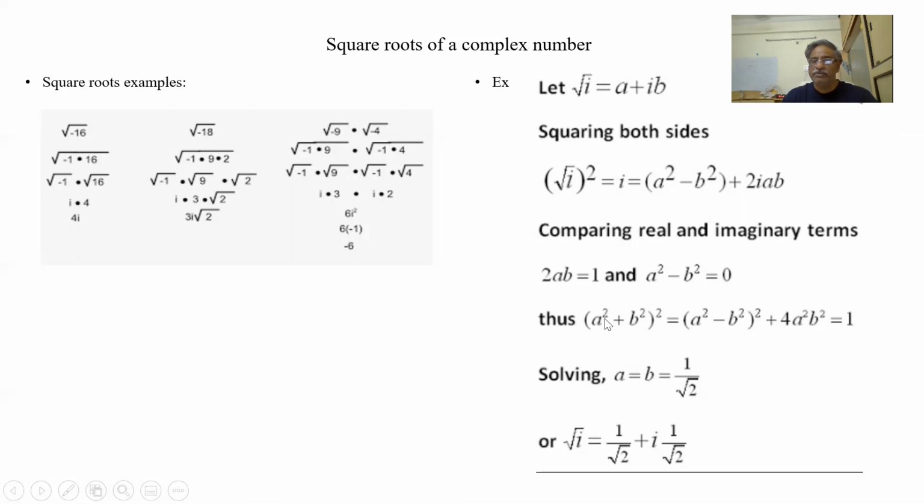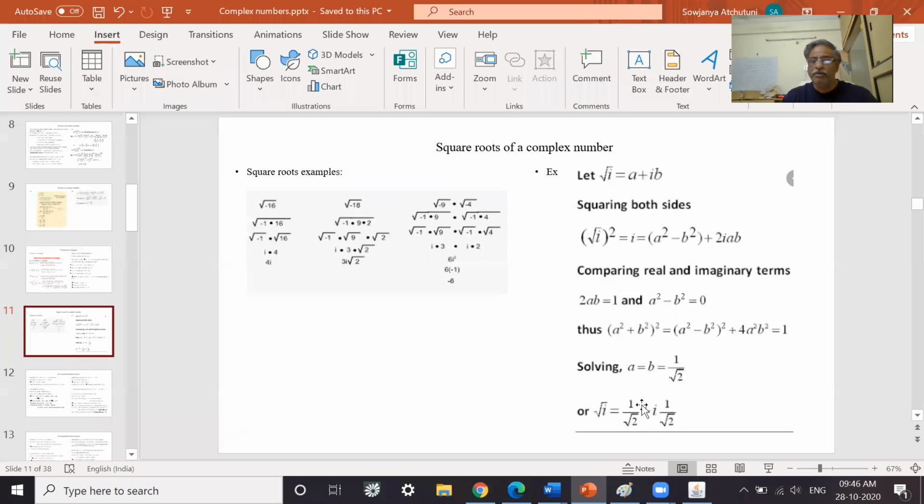So when I solve a square plus b square is equal to plus or minus 1, and a square minus b square is equal to 0, I am getting 1 by root 2, 1 by root 2. So the answer is 1 by root 2 plus i of 1 by root 2.